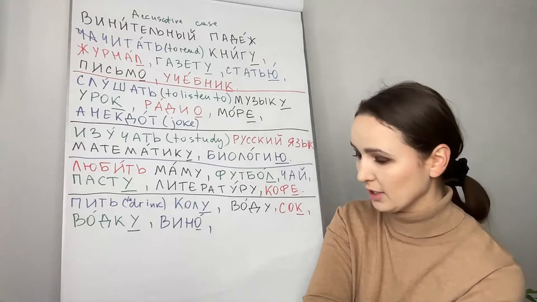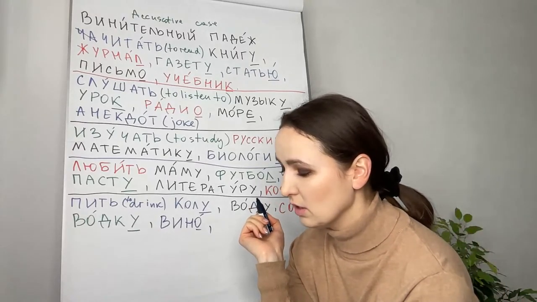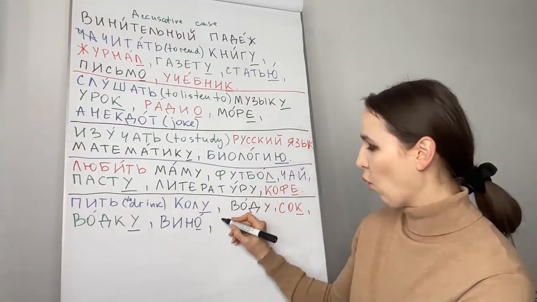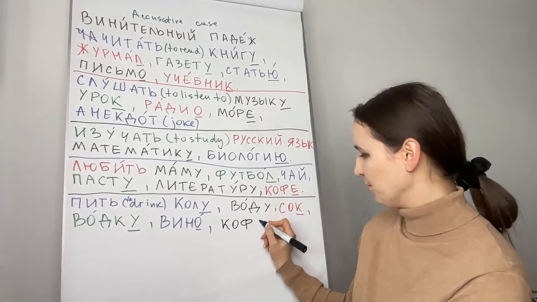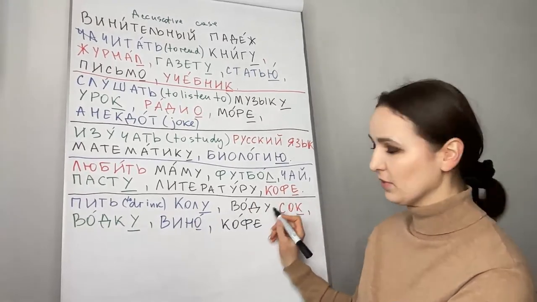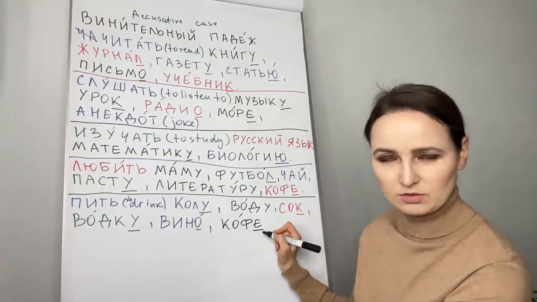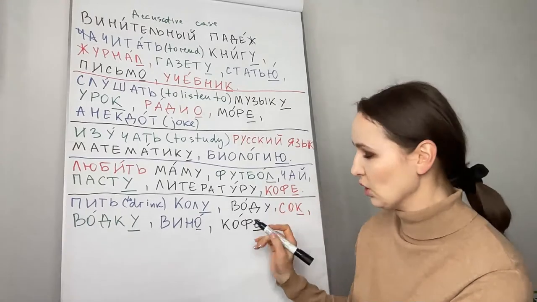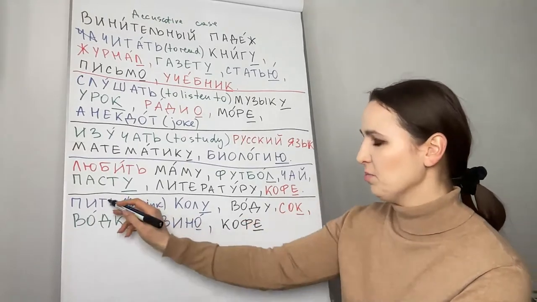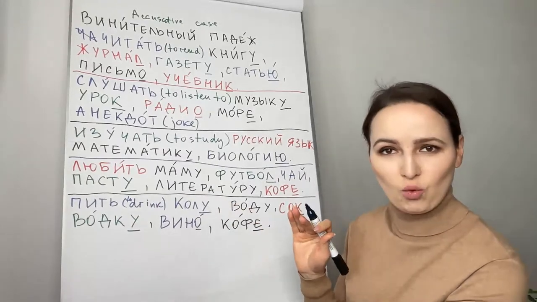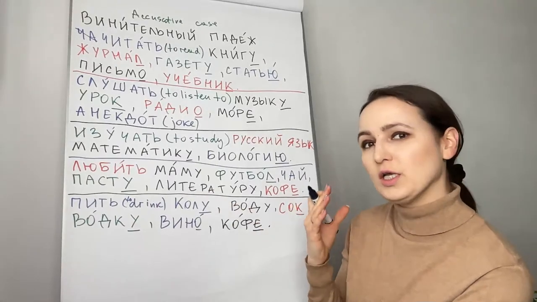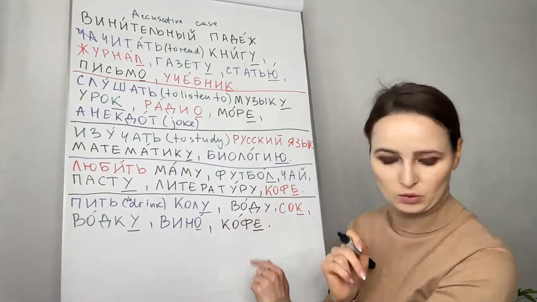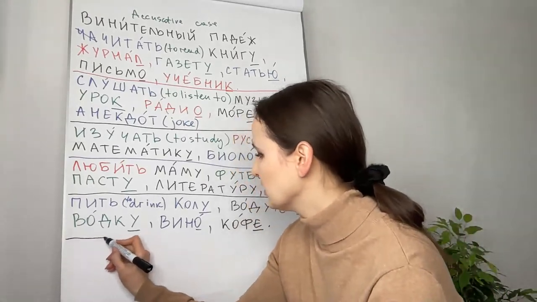Хорошо. Пойдем дальше. Again, let's take the word кофе, for example. Пить кофе. As well as here, it's е, so it looks like neuter, but it's an exception, so it's masculine. Nothing will happen to this word. Пить кофе. Я не пью кофе. I don't drink coffee. Or я пью кофе. I drink coffee. Nothing will happen with this noun. Хорошо. Пойдем дальше. Let's continue.